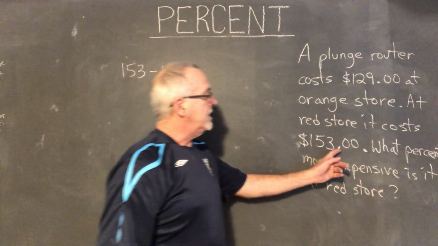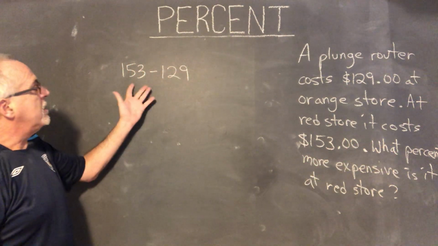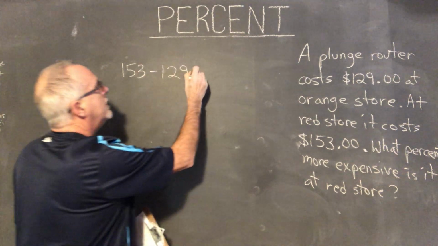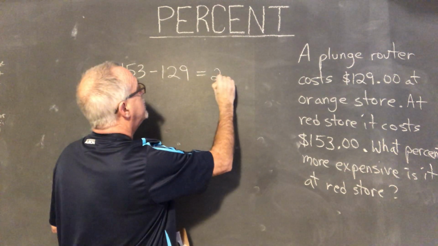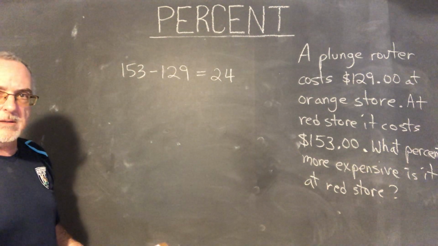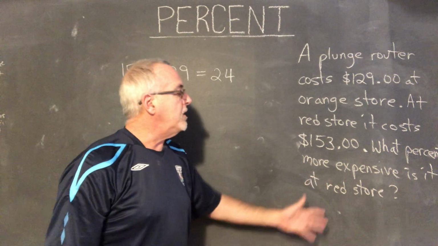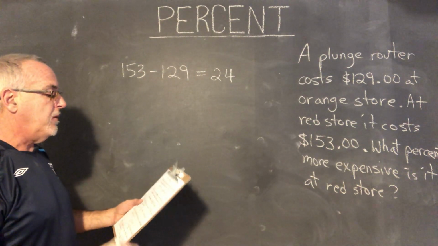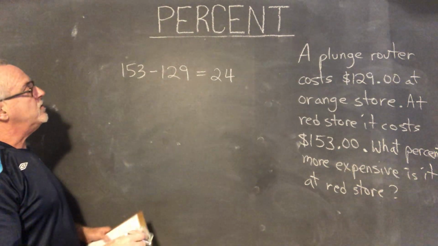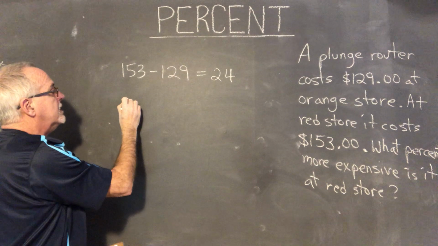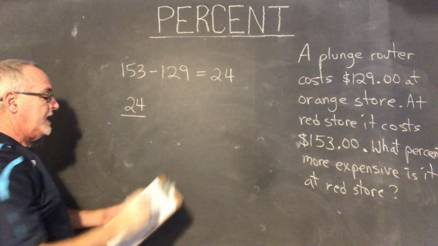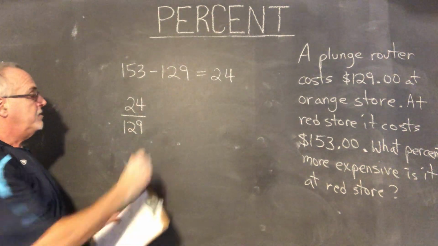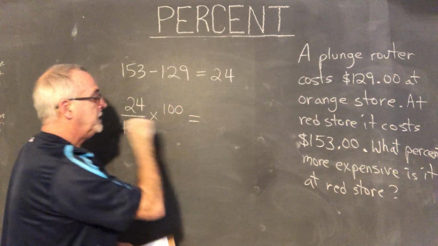I'm not bothering to write the decimals with the zeros because they're both dollar amounts without pennies. 153 minus 129 is equal to, what is it, 24. So there's a $24 difference. But that's not what the question asked. It said, what percent more expensive is it at the red store? So now I have to do a percent calculation. I'm going to take the 24, which is the extra amount it costs at the red store, and divide it by the 129, which is how much it costs at the orange store, but I have to multiply by 100 in order to get my answer.